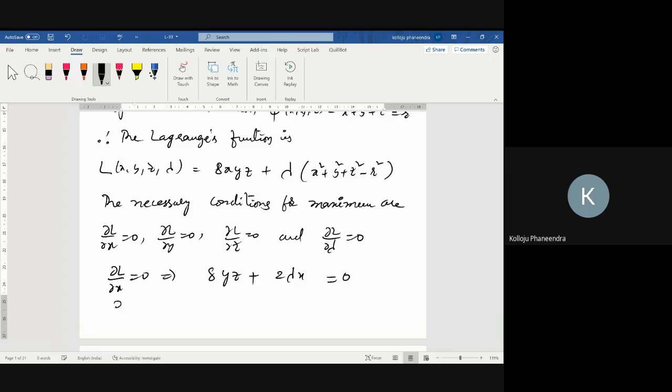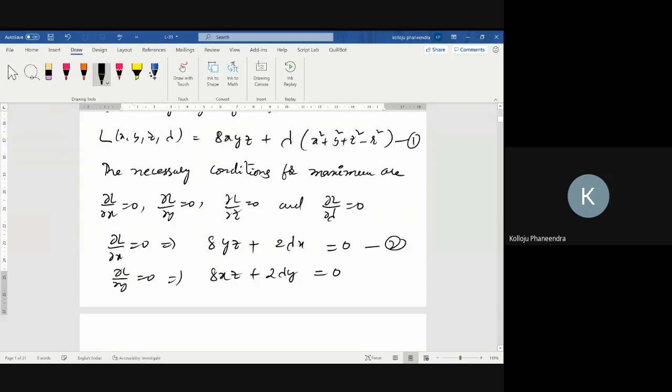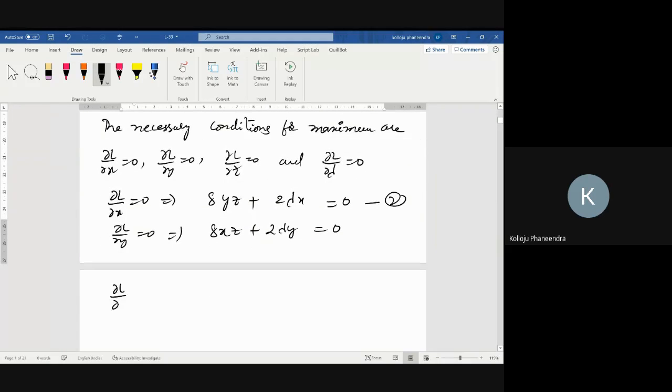First equation. Next one, ∂L/∂y equal to 0. Let me take this as the first equation and this is the second equation. That means 8xz + 2λy = 0. And the third one, ∂L/∂z equal to 0 implies 8xy + 2λz = 0. This is 3 and this one is 4.